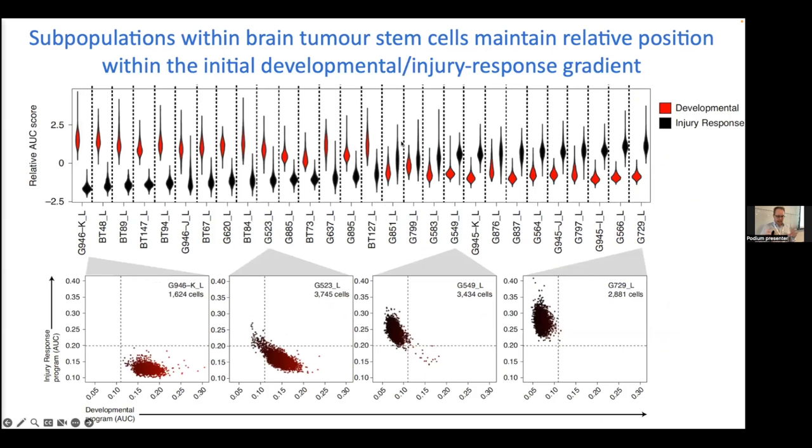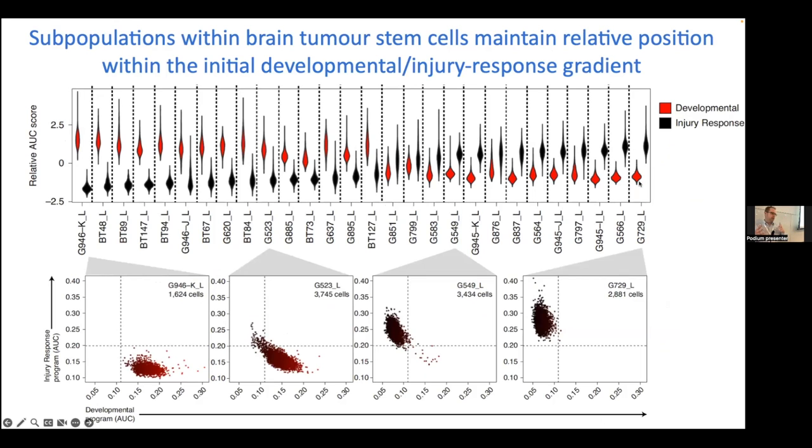So in this study, we're looking at developmental gradients. We're trying to say, okay, we know they're not the same, but just like in trajectory analysis, is there a gradient of biology that explains this variation across all glioblastoma stem cells? And there are really two signatures that came to attention, a developmental signature and an injury response signature. So developmental here in red. If you're high in development, you're generally low for injury. If you're high for injury, you're low for development.